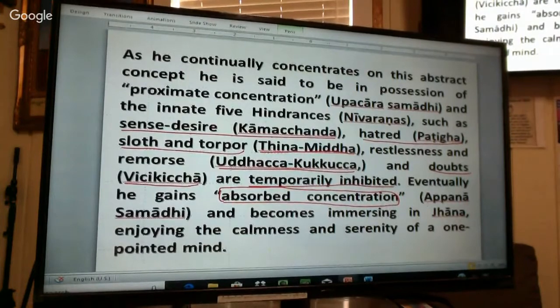Absorbed concentration we call in Pali Appana Samadhi. Appana means immersing in the jhana, totally absorbed with the object, no going away from that object. At the time, enjoying the calmness and serenity of a one-pointed mind. So this is the highest benefit from that jhana.